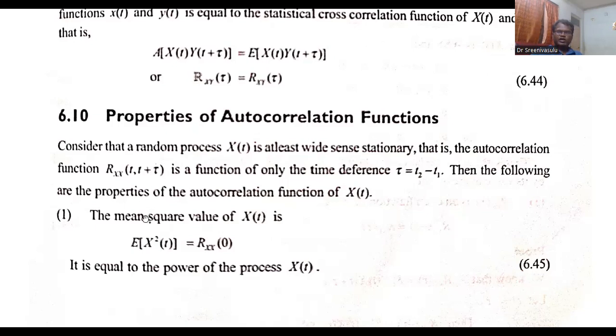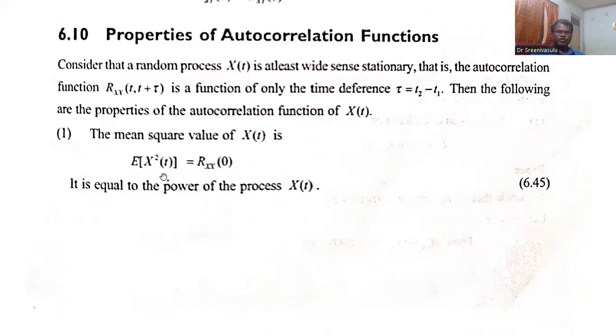Now, if you want to calculate these autocorrelation properties, first one is the mean square value of x of t. We know the mean value is the expected value of x of t. Mean square means the expected value of x square of t. Now, the mean square value of a random process is nothing but the autocorrelation function at tau is equal to 0.